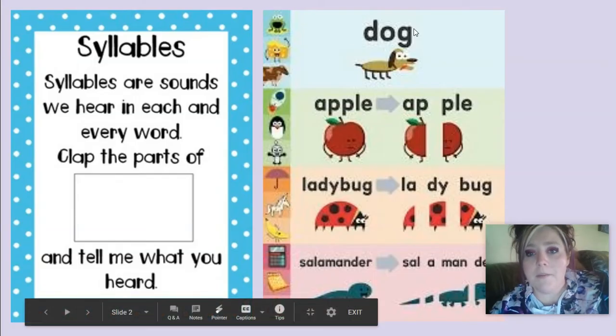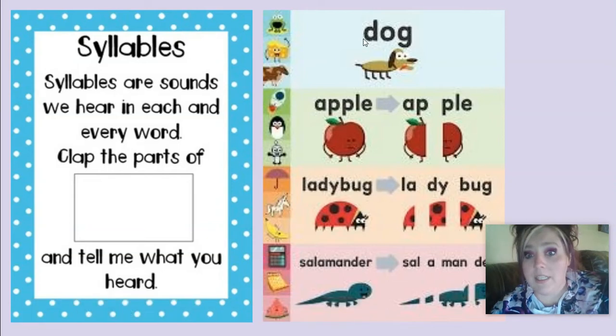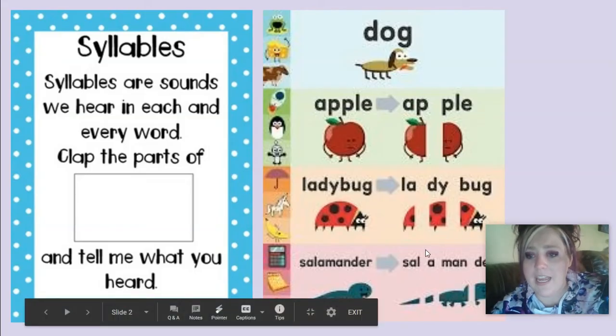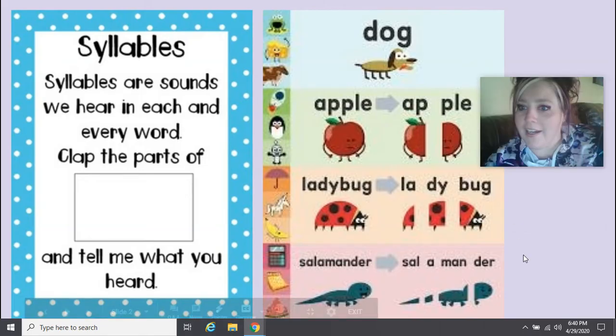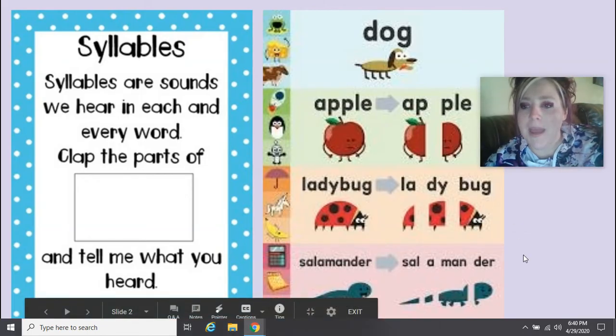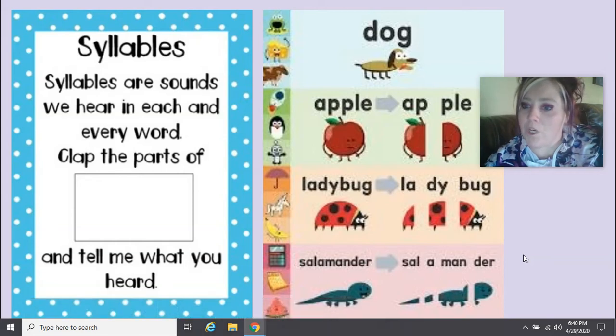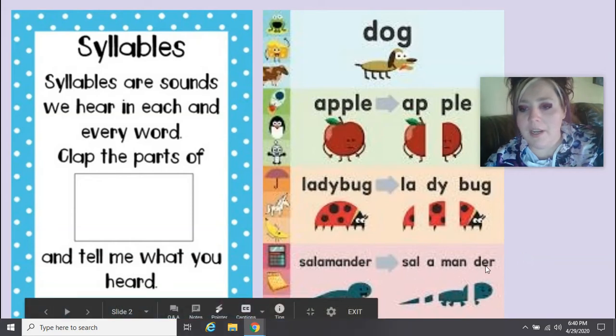So let's take a look up here. I see dog, or I hear dog, one snap, dog, one syllable. And you can see that there's just one part there. And look at that, ironically, one vowel. I go to my next word, apple. Two snaps, two syllables. And ironically enough, look at that, two vowels. Ladybug. Three syllables, three vowels. Acuff must be onto something. Let's look down here. Salamander. Four vowels. One, two, three, four.